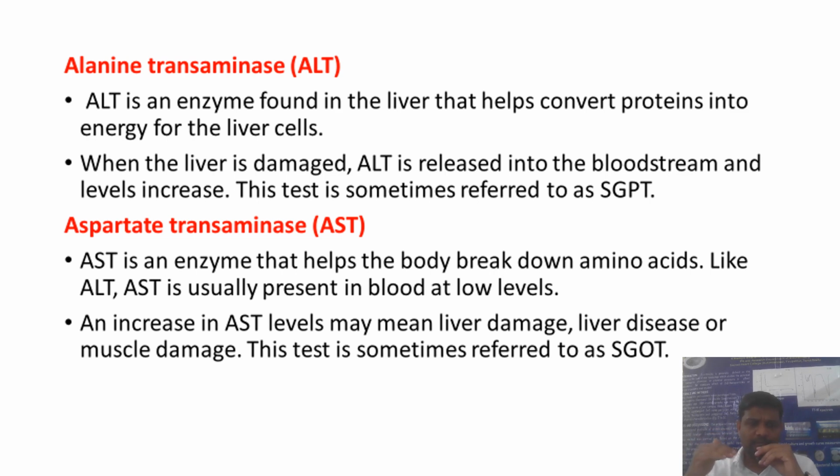The other important enzyme is aspartate transaminase, AST. It is an enzyme that helps the body break down amino acids, like ALT. AST is usually present in blood at low levels. An increased concentration of aspartate transaminase may be due to liver damage. In the case of liver disease or muscle damage, the AST level increases. This test is sometimes called SGOT, serum glutamate oxaloacetate transaminase.